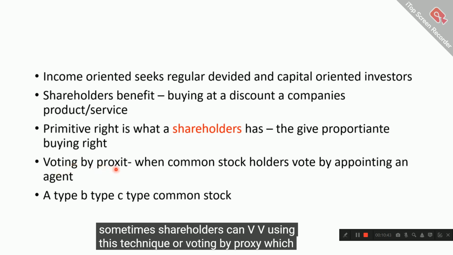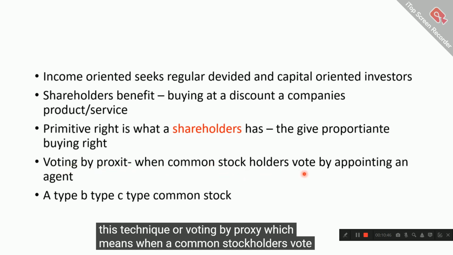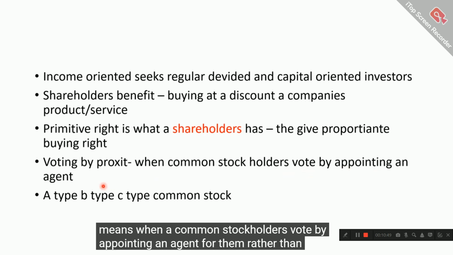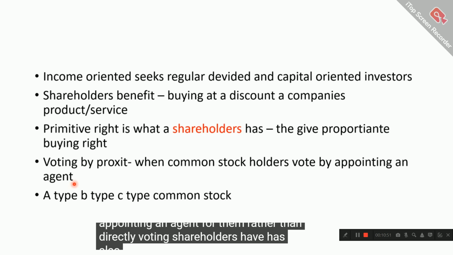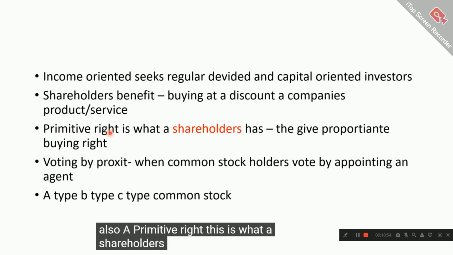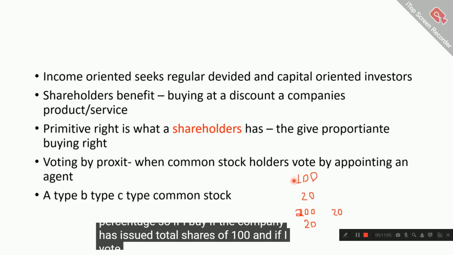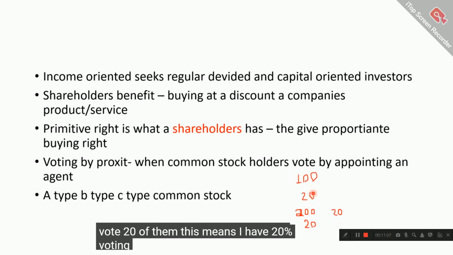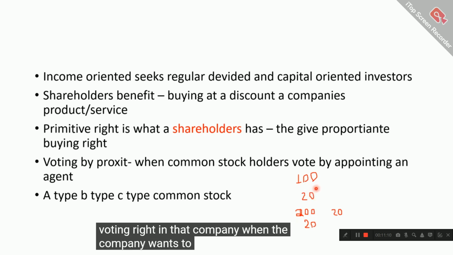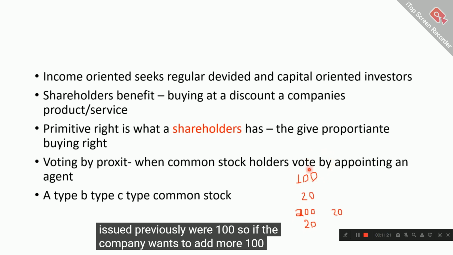Shareholders also have a preemptive right. You know that a voting right can be expressed in terms of percentage. So if the company has issued total shares of 100 and I bought 20 of them, this means I have a 20% voting right in that company. When the company wants to issue additional shares, the number of common stocks issued previously was 100, so if the company wants to issue 100 more common stocks, that is 100 plus 100, it will be 200.